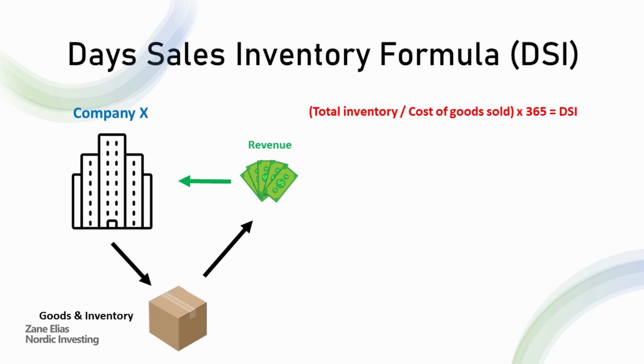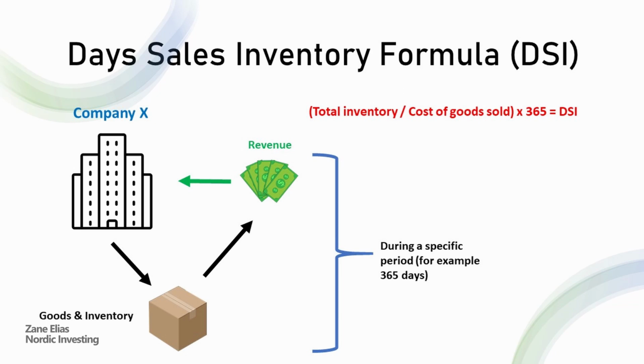The DSI is calculated by taking the total inventory, which can be found on the balance sheet of a company report, and dividing it by the cost of goods sold, which can be found in the income statement. Then multiply by the number of days the company has actively traded. For example, if you're measuring DSI in a 1-year period, then multiply the formula by 365.